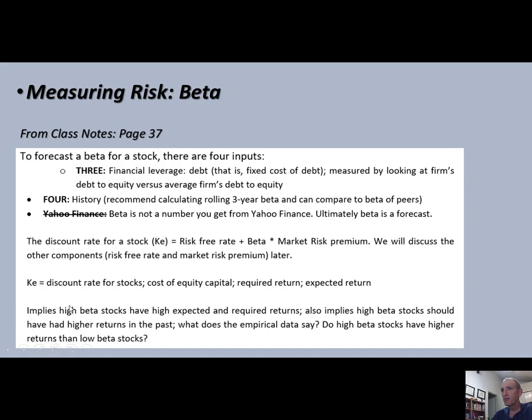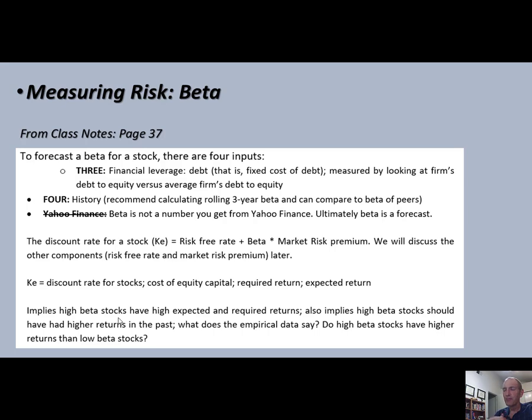So what does this mean? What does this formula mean? It implies that high beta stocks should have high expected and required returns. It also implies that high beta stocks should have had high returns in the past, because investors should have priced these stocks with a higher beta, so it should give you a lower price so you get a higher expected return. So you would expect on average, since their stock prices are lower because of the higher beta, that you should have gotten a higher realized return.